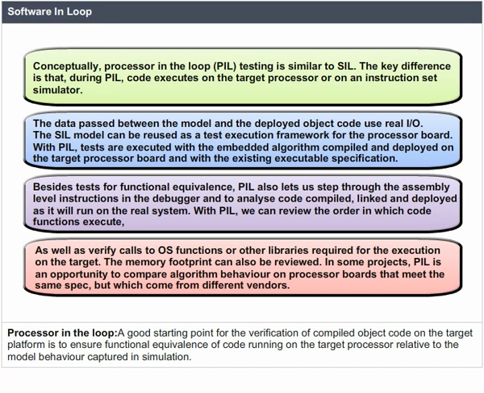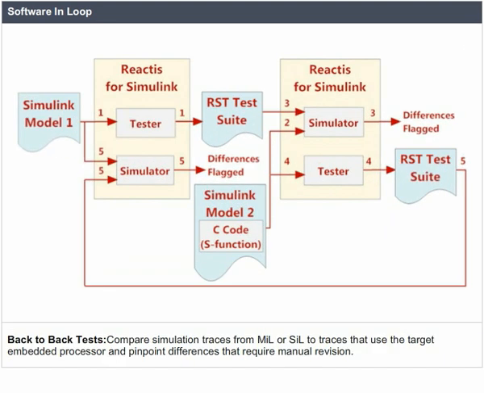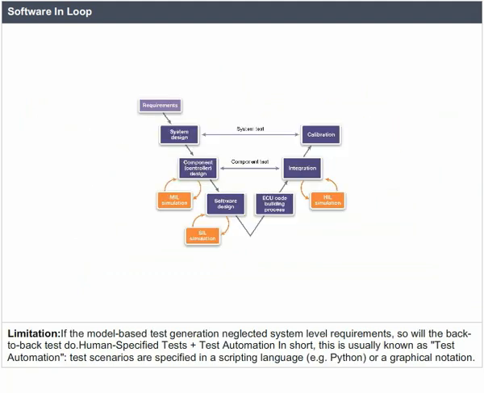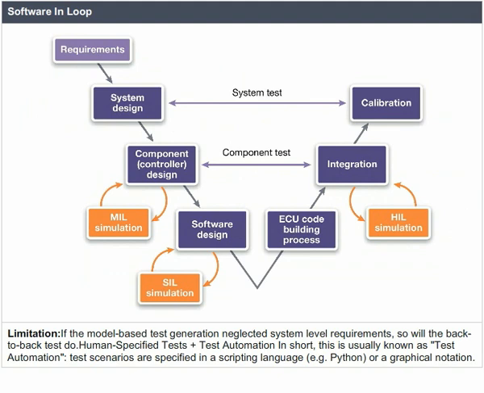In some projects, PIL is an opportunity to compare algorithm behavior on processor boards that meet the same spec, but which come from different vendors. Back-to-back tests. Compare simulation traces from MIL or SIL to traces that use the target embedded processor and pinpoint differences that require manual revision. They are used as a proof that model properties can be transported to properties of the target electronic component. This method is often used as an add-on to model-based test generation methods. Limitation. If the model-based test generation neglected system-level requirements, so will the back-to-back test do.